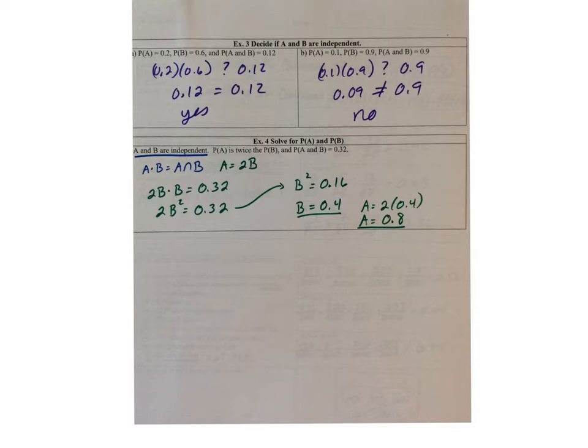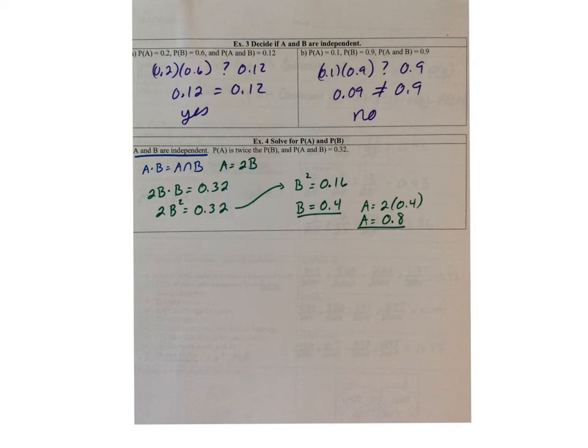And example 4, we're given that A and B are independent, that the probability of A is twice the probability of B, and the probability of A and B is 0.32. Well, since A and B are independent, we know A times B equals A and B. This sentence here tells us that A equals 2B.